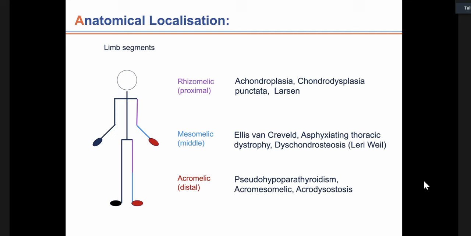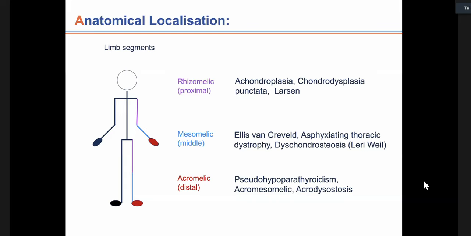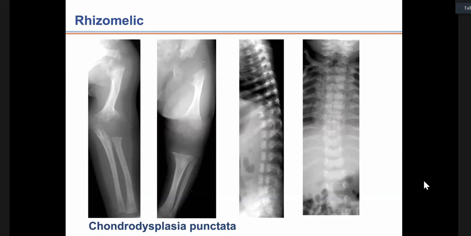You can see that those two have the condition in their names, acro. So you know that acro and mesomelic is affecting the hands and the feet and the mesomelic segments. The black is micromelic, where all segments are affected. But as I say, micromelic conditions are very often not skeletal dysplasias. So here is a rhizomelic chondrodysplasia punctata. You know that Conradi-Hünermann is also a form of chondrodysplasia punctata, but it's not the rhizomelic form.